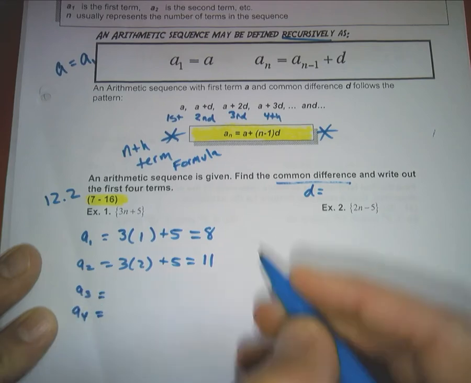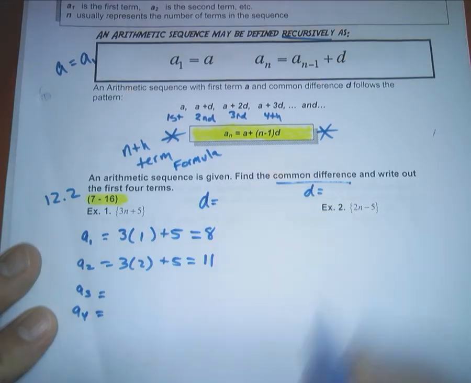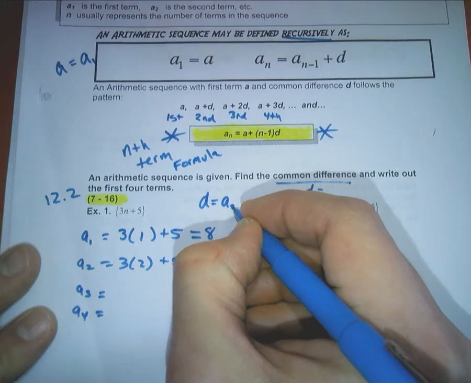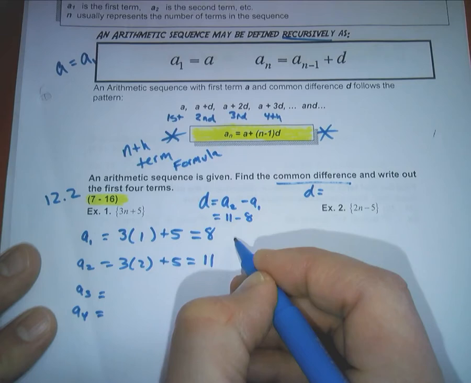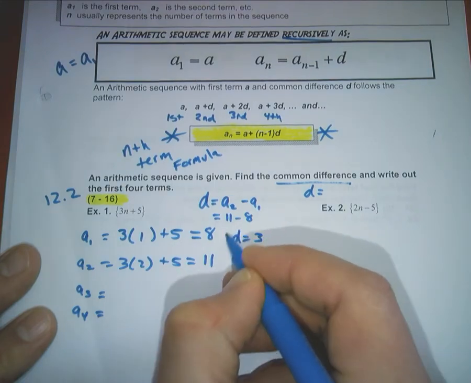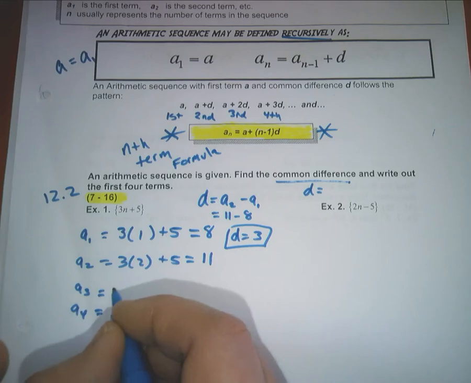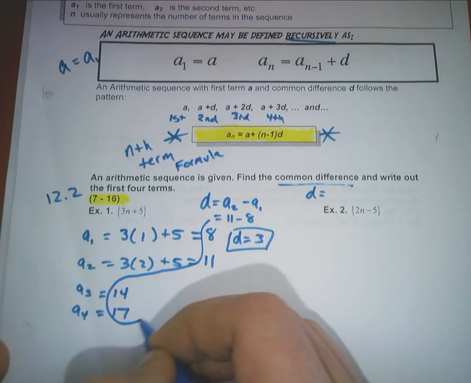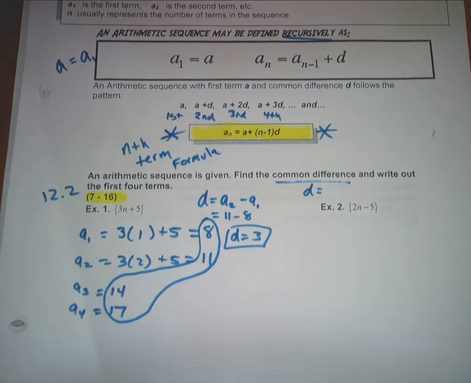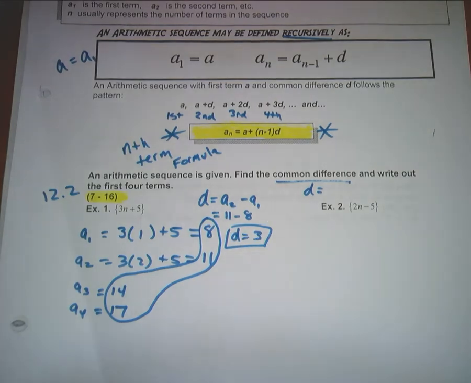Or, once you have the first 2 terms, it should be pretty clear what your common difference is, right? If you need that formula again, take the second and subtract the first. If I take 11 and subtract 8, I get a common difference of 3. So you can see that it goes up by 3, so keep on adding 3. 8 plus 3 is 11, plus 3 is 14, plus 3 is 17. So I have my first 4 terms in my sequence, and I have my common difference.